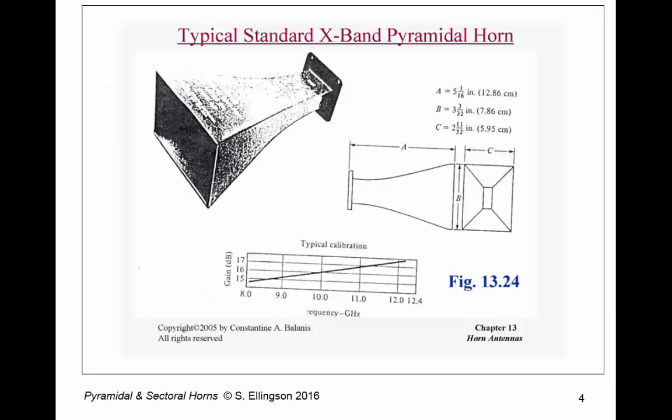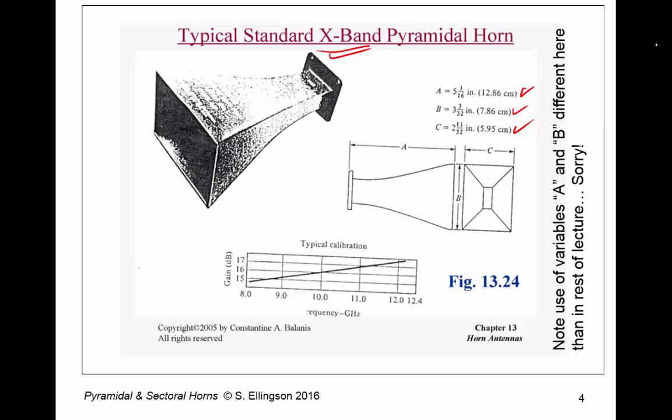So here's a picture of a pyramidal horn. In this case, the dimensions, which are indicated here, are for X-band operation. X-band is about 10 gigahertz, plus or minus a few gigahertz maybe. So as you can tell, a pyramidal horn is so named because it has roughly the shape of a pyramid, where the vertex of the pyramid, the tip of the pyramid, would correspond to a point in the waveguide.